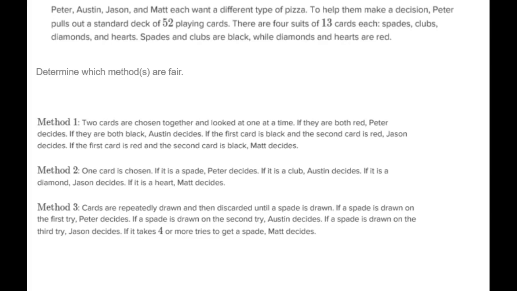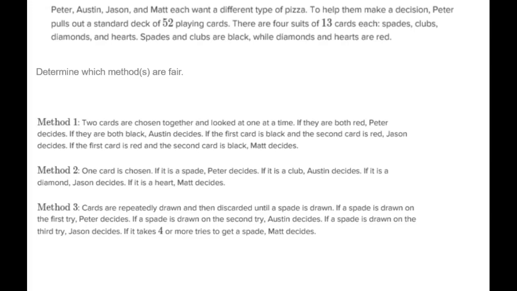On to the first scenario. Peter, Austin, Jason, and Matt each want a different type of pizza. To help them make a decision, Peter pulls out a standard deck of 52 playing cards. There are 4 suits of 13 cards each: spades, clubs, diamonds, and hearts. Spades and clubs are black, while diamonds and hearts are red. You want to determine which method or methods are fair from the 3 listed below.